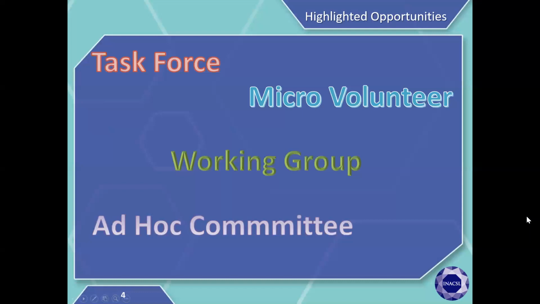Now let's go over a few of our highlighted opportunities. As you can see here, these are some of our short-term and medium-term opportunities that we had on our previous slide. These opportunities are posted in a monthly electronic newsletter. If we have any of these opportunities, we would send those out in the newsletter to let people know that they can fill out an interest application to apply to be on any of these particular groups, committees, or micro-volunteer opportunities. We also promote them through social media, and there's a link off the homepage of the INACSL website, which is www.inacsl.org.